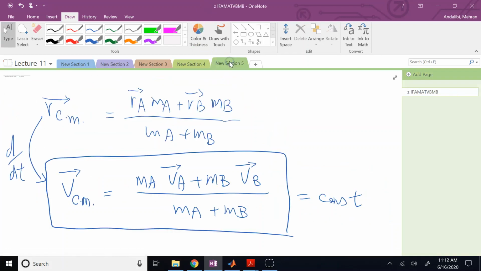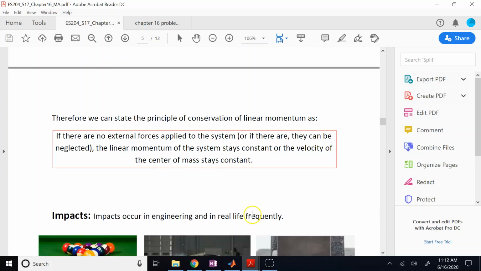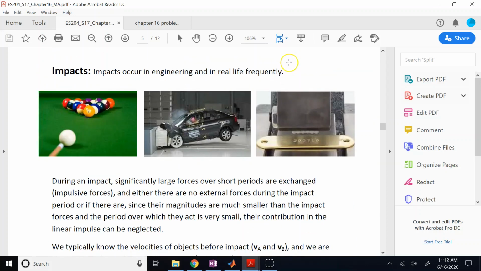So in the absence of external forces, the velocity of the centroid is constant, or we can say the total linear momentum of the system is constant. And again, we call it conservation of linear momentum, which is very important in impact problems. Why? We're going to see in a second. So hopefully so far so good.